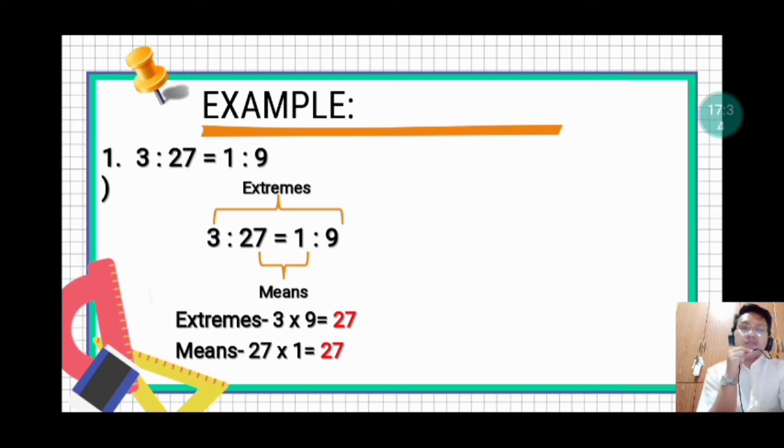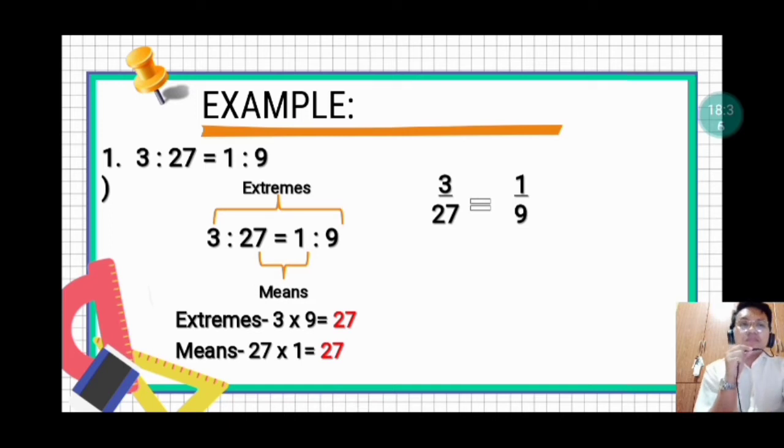Okay? So, aside from this process, I have also another process that I'll be teaching to you in identifying proportions. Okay? So, this is also the process on how you are going to identify if the two ratios are proportion. Okay? So, first, we need to convert them into a fraction form. So, for the 3 is to 27, convert it into fraction. This would be 3 over 27 is equal to 1 over 9. Okay? And after that, perform the cross multiplication.